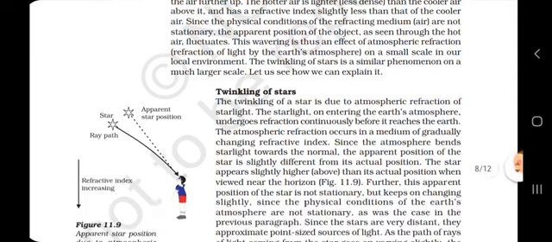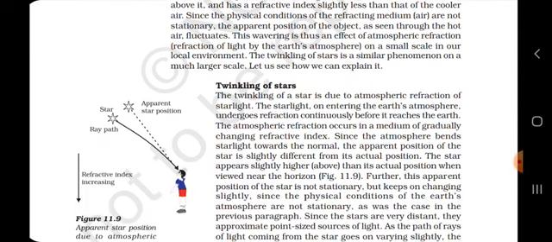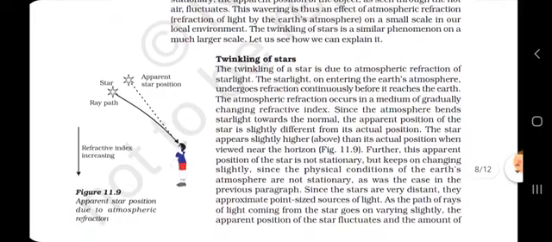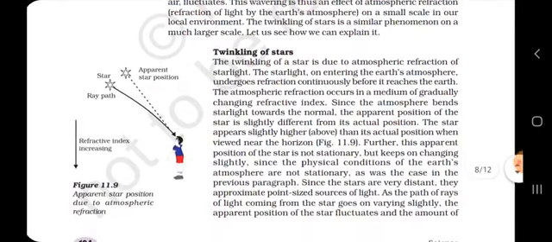Okay, so the next thing is twinkling of stars. You have seen that the stars look twinkly as well as changing position. Sometimes there is no actual change of position, but due to the refraction of light, the light bends, and we can say that the light is changing its position.